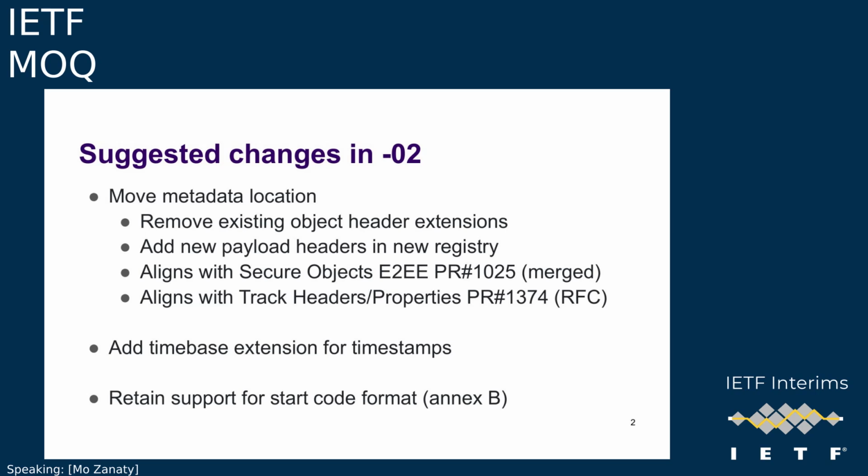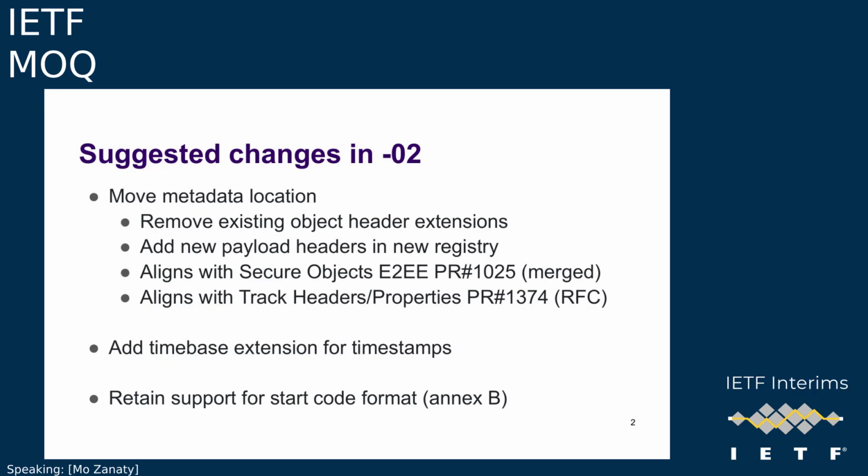There's a proposal to go back to the original version of LOC, which had a payload header instead of using the object extension headers. I have a few more slides on that that we'll talk about later. And this is mostly to reflect what's happened since merging the secure objects immutable header extension and some of the newer proposals around track headers or properties, to try to align better with those. We're looking at going back to that original LOC design.